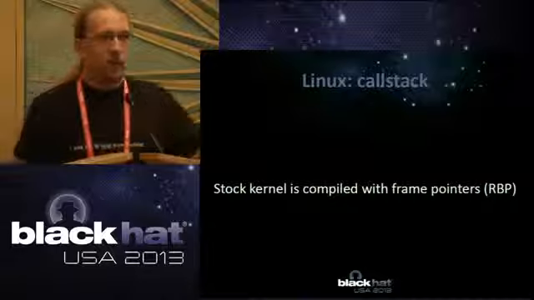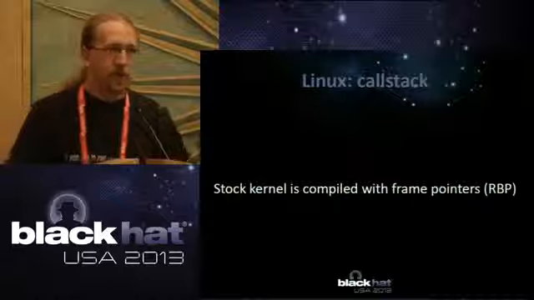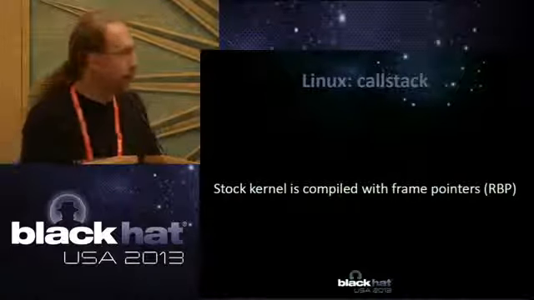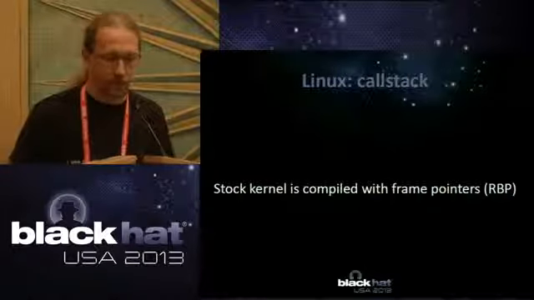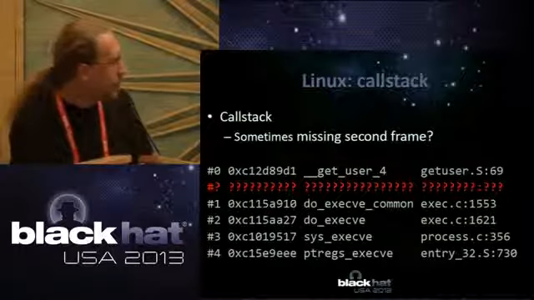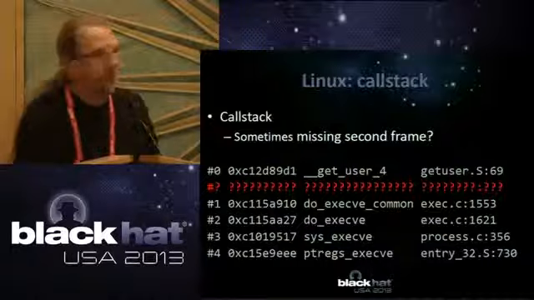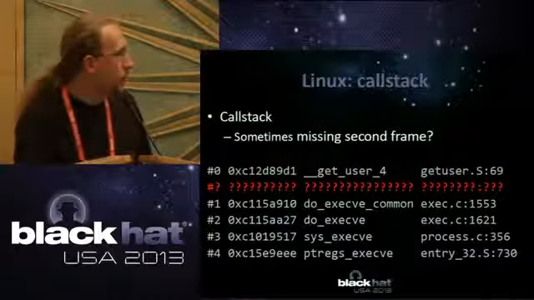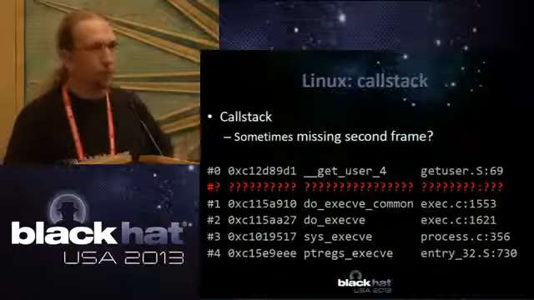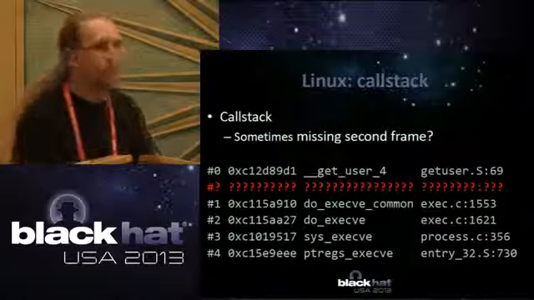So now the call stack. We actually want a nice symbolized call stack. Thankfully, the stock kernels came with frame pointers. They were not omitted, so they were in RBP or saved on the stack, which makes things really simple since you can just walk through it. However, we noticed that sometimes there was an entry missing. If you go to the do_exec_common function, you couldn't find a call to get_user. There was one more function actually called, and that nested function had the call finally to get_user.